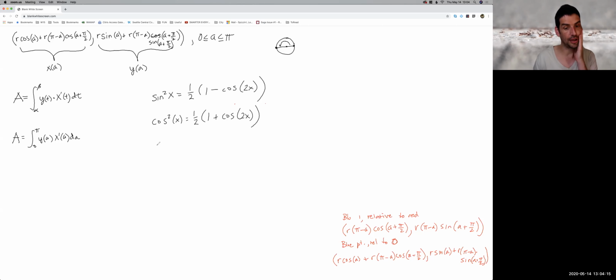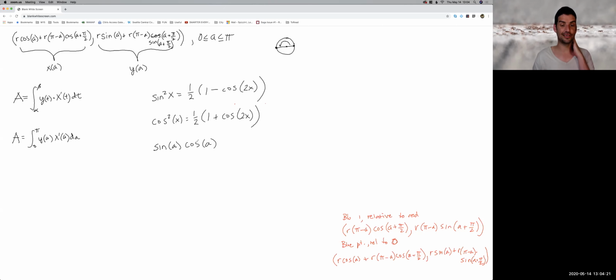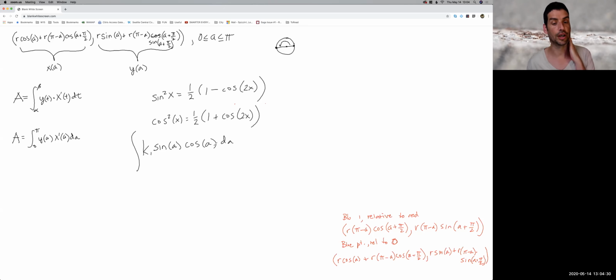So you'll end up with things that look like this that you have to integrate, right? Some kind of constant. And you'll need to use a u-sub, either sine of A or cosine of A will work out. And I think it's pretty doable. So try to get it there and then see what happens and we'll move forward from that.